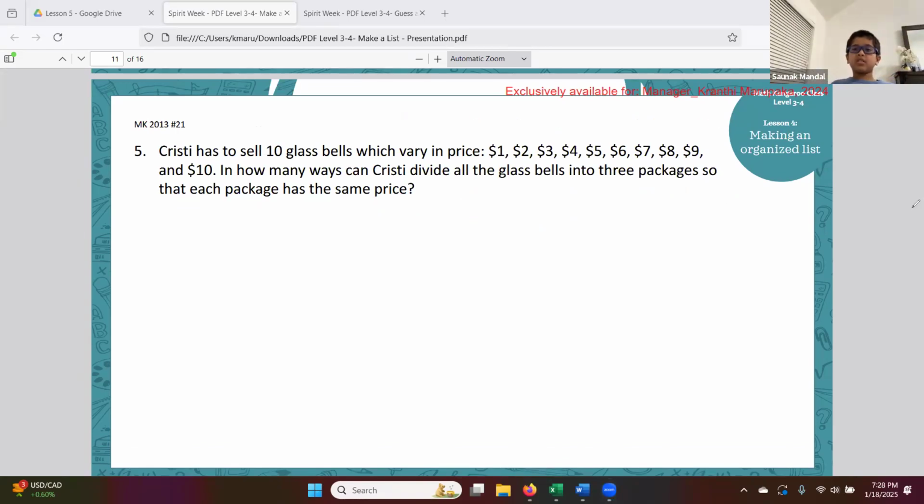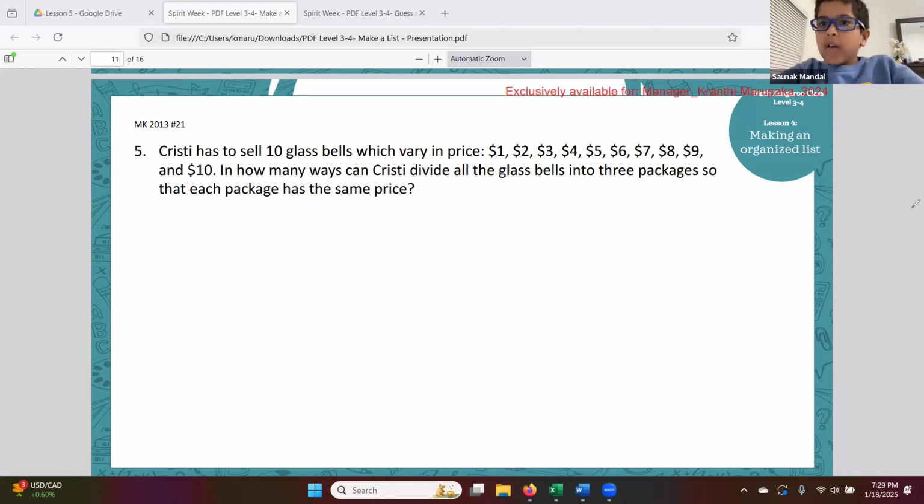Christy has to sell 10 glass bells, which vary in price: $1, $2, $3, I'm just gonna skip the dollars, 4, 5, 6, 7, 8, 9, and 10. How many ways can Christy divide all the glass bells into 3 packages so that each package has the same price?